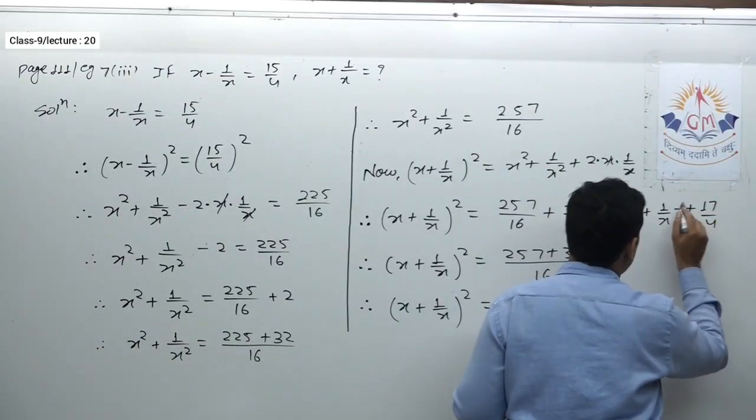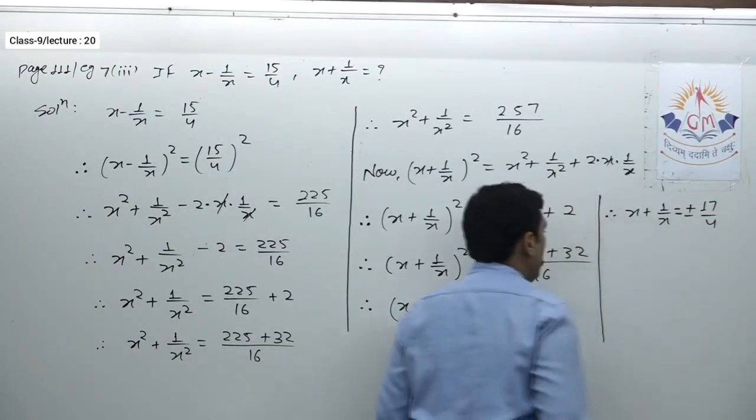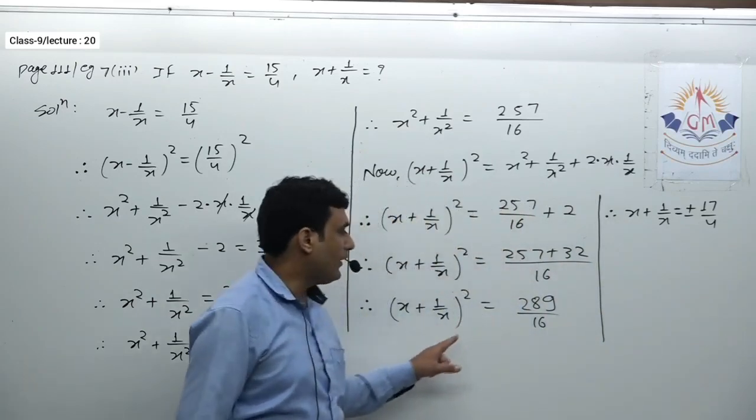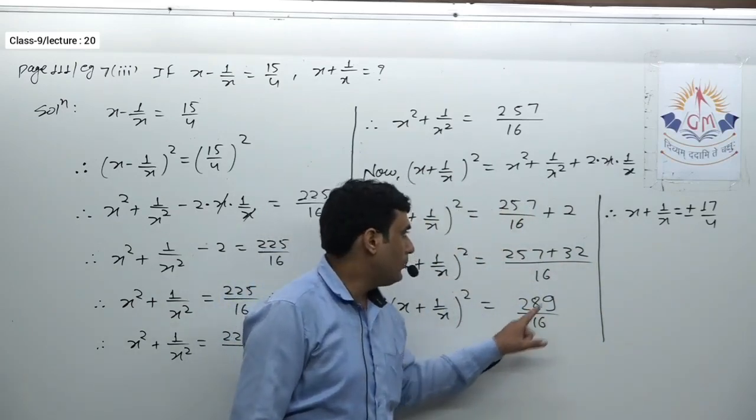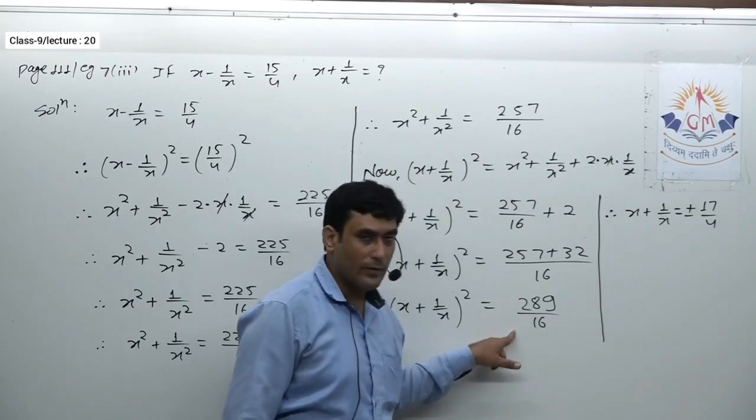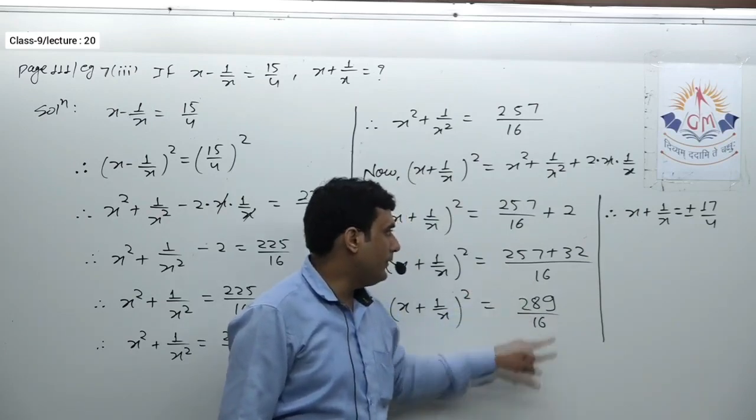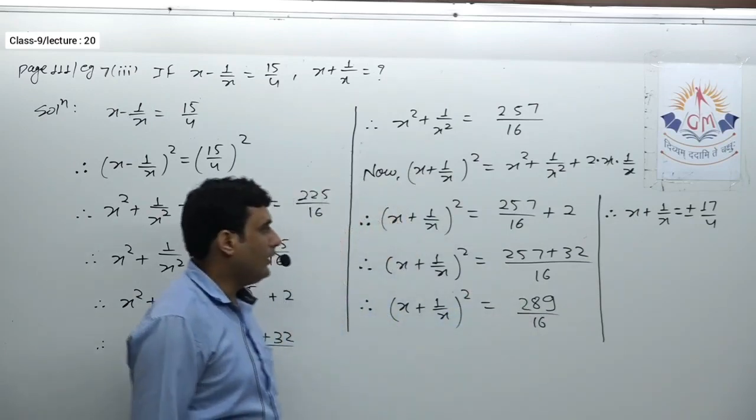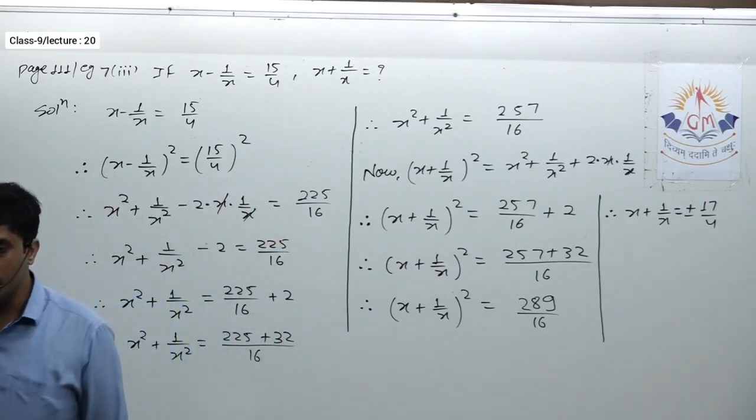So our answer will be plus minus 17 upon 4. This will be the final answer. A negative sign will be there because we are finding the square root of this, so it might be negative as well. So plus minus 17 upon 4. This is our final answer. Please note it down.